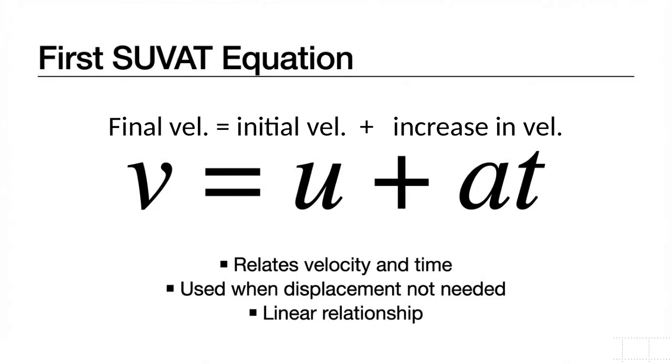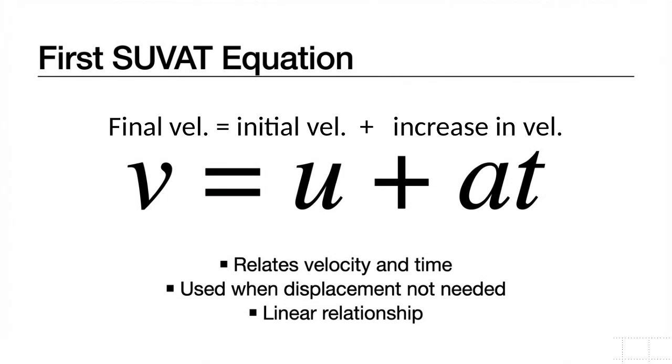This equation shows that the final velocity is equal to the initial velocity plus the increase in velocity caused by acceleration over a period of time. It directly connects how an object's velocity changes over time when it is subjected to constant acceleration. This formula is particularly useful when we want to find velocity without needing to know the displacement. It also describes a simple linear change, meaning that velocity increases or decreases at a steady rate. This relationship helps us understand motion in a straightforward way, especially in cases where time and acceleration are the main factors affecting velocity.